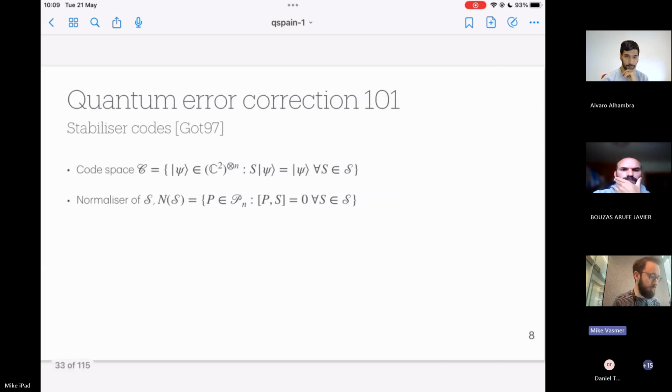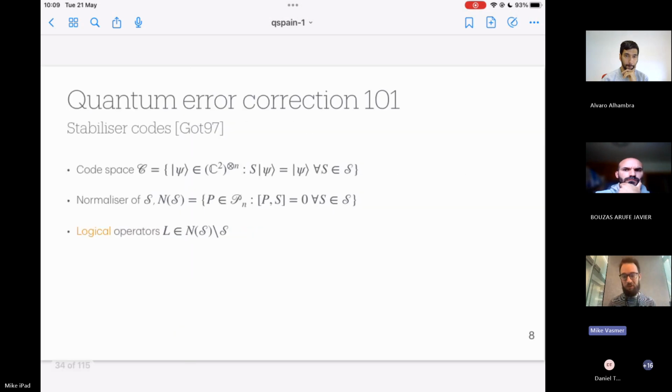We have the code space here. And then, at the moment I've told you about how to encode some information, but I need to tell you how to process the information, because at the end of the day, we're interested in computation, not just quantum memory. So just to remind you of a definition, we have the normalizer of this stabilizer group in the Pauli group. What's this? It's just all the Pauli operators that commute with everything in the stabilizer. So this clearly contains the stabilizer itself, because we define the stabilizer to be an abelian subgroup, but the normalizer in general can be bigger than the stabilizer.